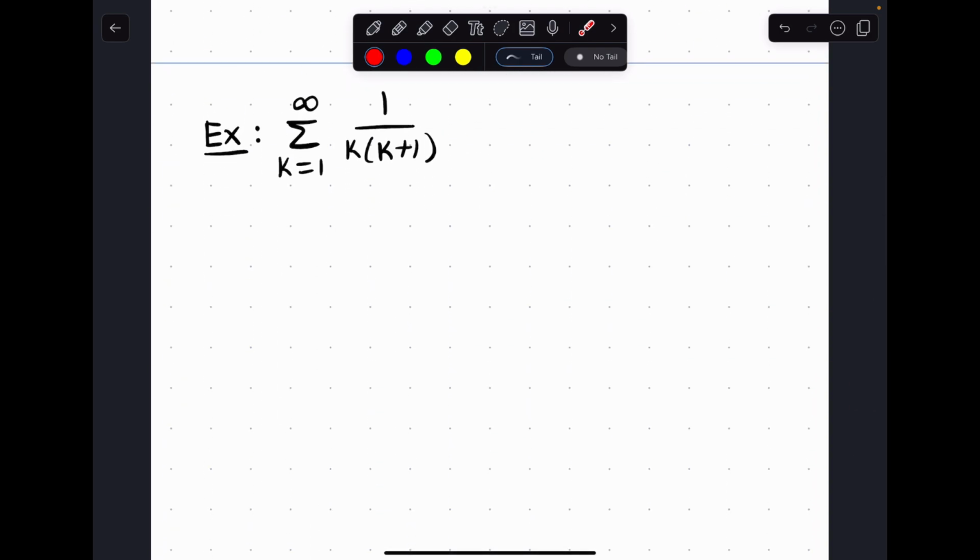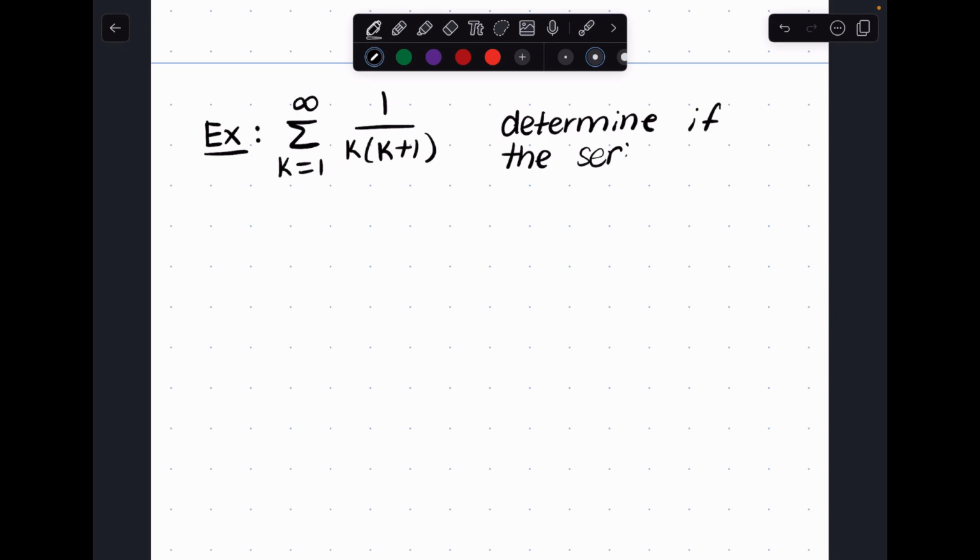All right, so we have this series here, and we want to figure out if this converges. So determine if the series converges. Might be the instructions. And so all that we have so far, because let's assume we haven't learned any of the tests yet, all we have so far is, well, is this sum leveling off anywhere? And so what we can do is look at the sequence of partial sums.